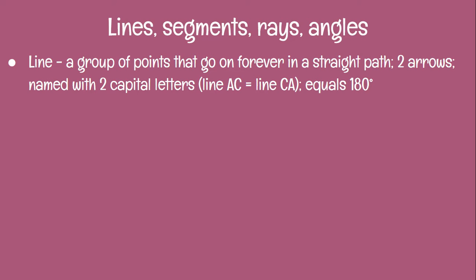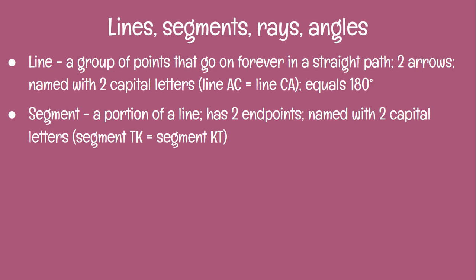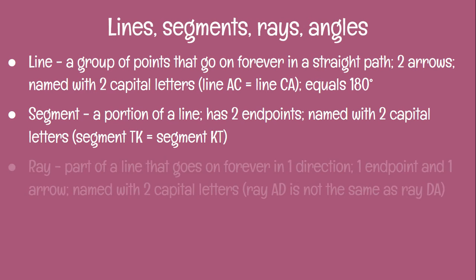Line AC is the same as line CA, so we can name it either way. It doesn't matter the order of those letters. And a line is equal to 180 degrees. A segment is a portion of a line, so it also equals 180 degrees. It has two endpoints instead of having arrows at the end, and it is also named with two letters. And again, here the order of the letters does not matter. So segment TK is the same as segment KT.